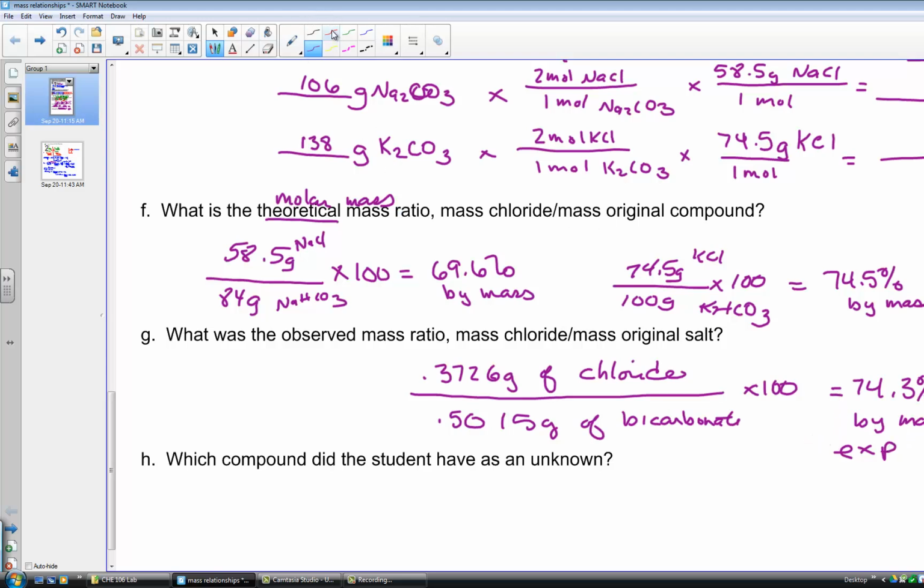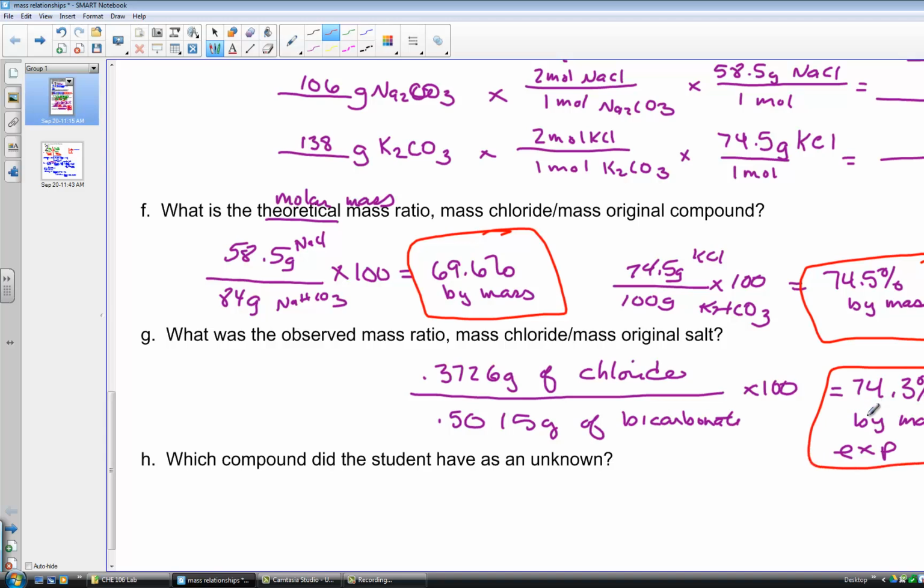This is my theoretical. It's just time to take a look. This is the mass percentage of sodium. This is the mass percentage of potassium. Who are we closest to? Our calculated answer from the lab result, 74.3, is very close to the theoretical for the potassium compound. It is farther from the sodium. This is a very good result. This is the identity of my unknown. Your calculation has now verified the unknown in this particular experiment is the potassium hydrogen carbonate.